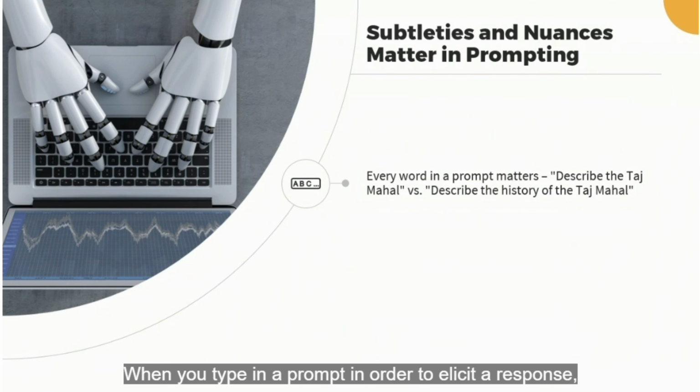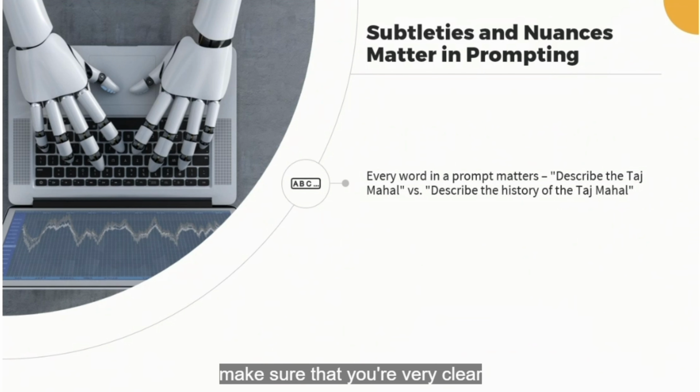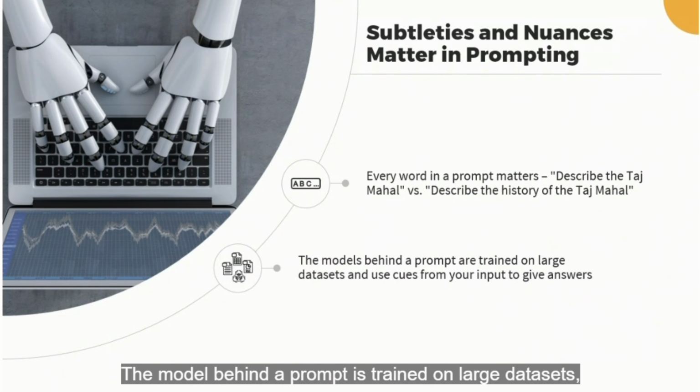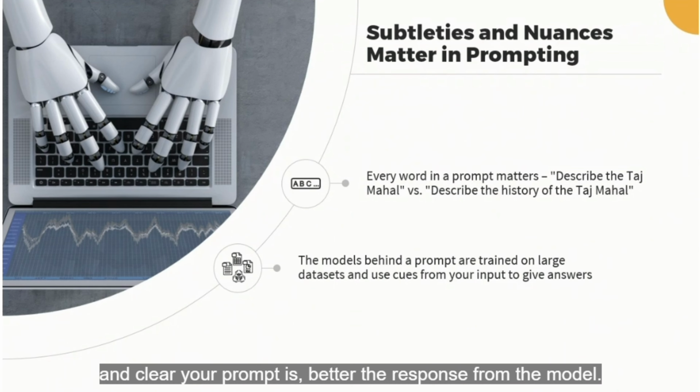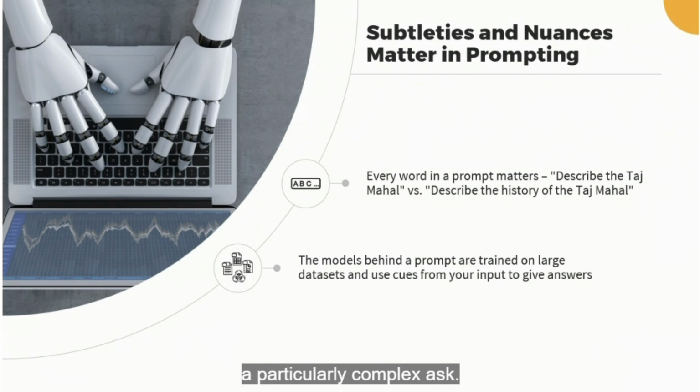When you type in a prompt in order to elicit a response, make sure that you are very clear and concise about what it is that you are looking for or asking for. The model behind a prompt is trained on large datasets and it uses cues from your input to give you answers. The more detailed, specific, and clear your prompt is, the better the response from the model. It also helps to break down the prompt sometimes if you have a particularly complex ask.